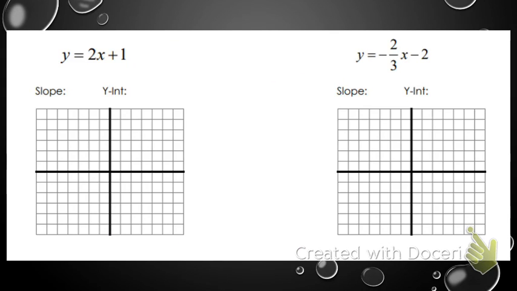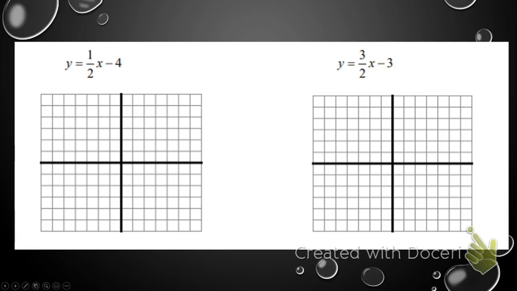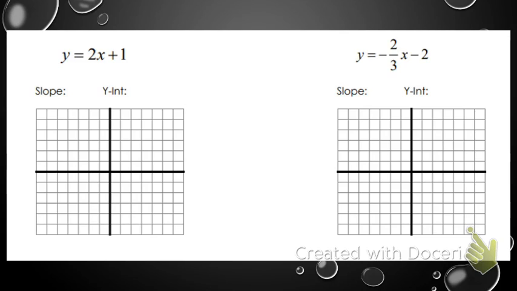Alright, let's give this one a try. Try these 2 examples with your table groups. Remember that your equation is already in y equals mx plus b form. So you just have to remember m is your slope and b is your y-intercept. So our slope would be 2 and our y-intercept is going to be that plus 1.